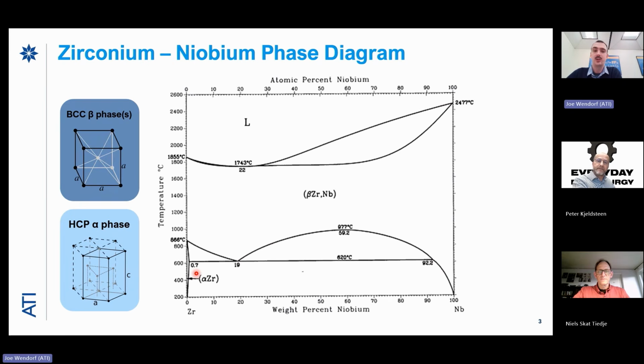So that's a basic overview of the phase diagram. Were there any questions about that? When you say swell, is that that you have grain growth?